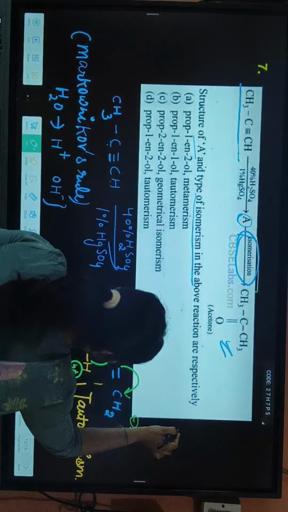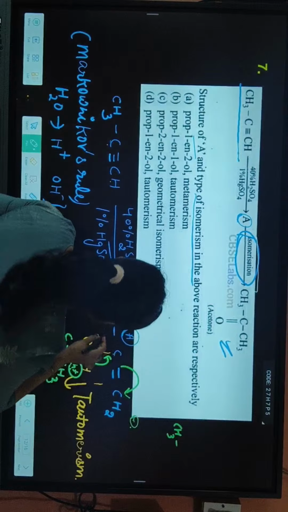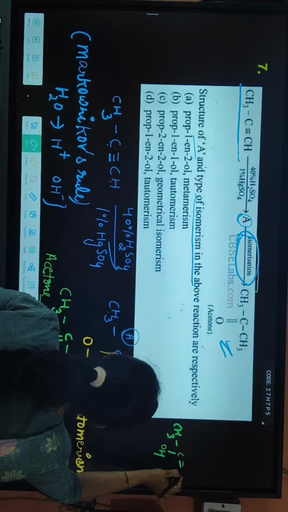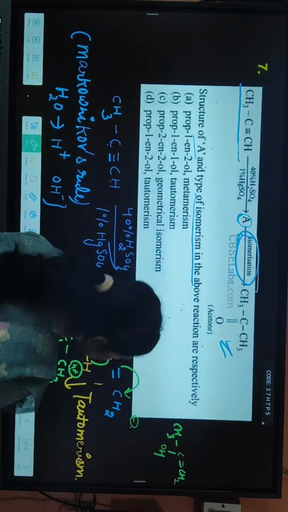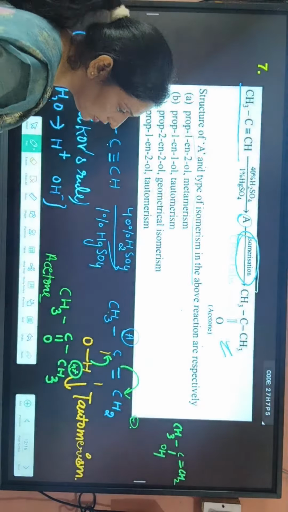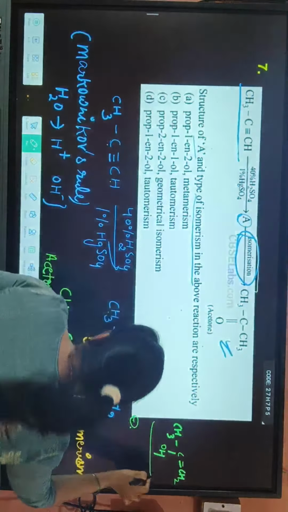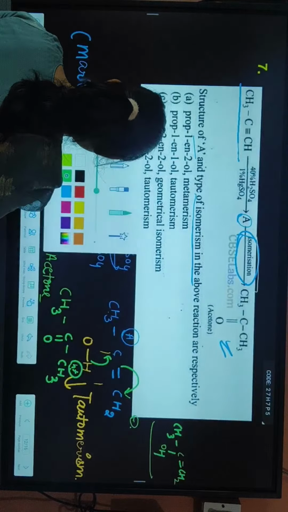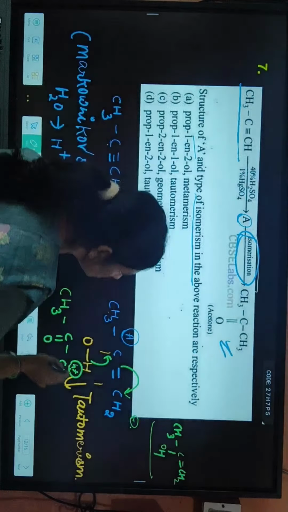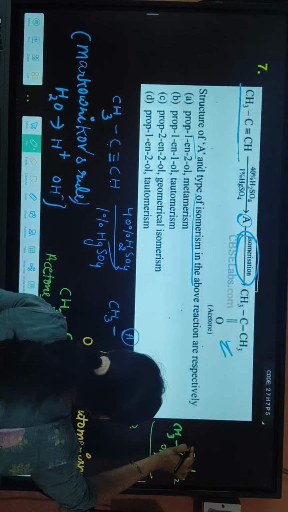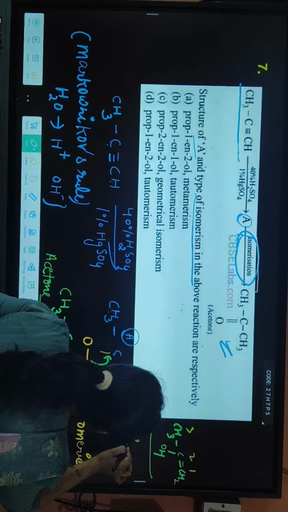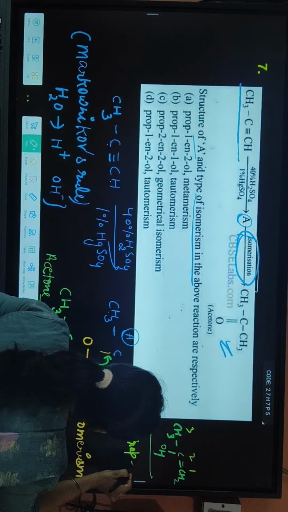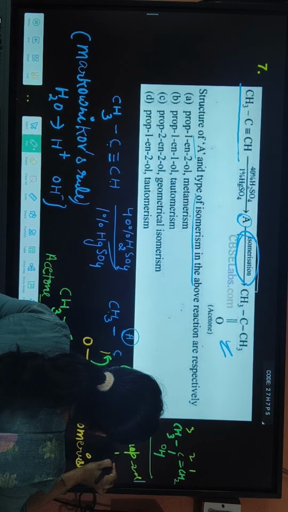CH3, COH, double bond, CH2. You can see, you can check name about that because here name is given. So how will you check? Give numbering to this. 1, 2, 3. Prop 1, 2, 2 all, 1 in.